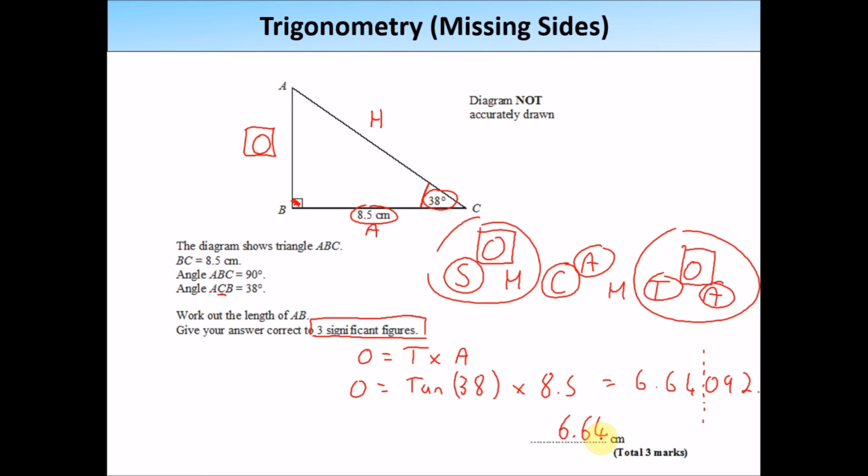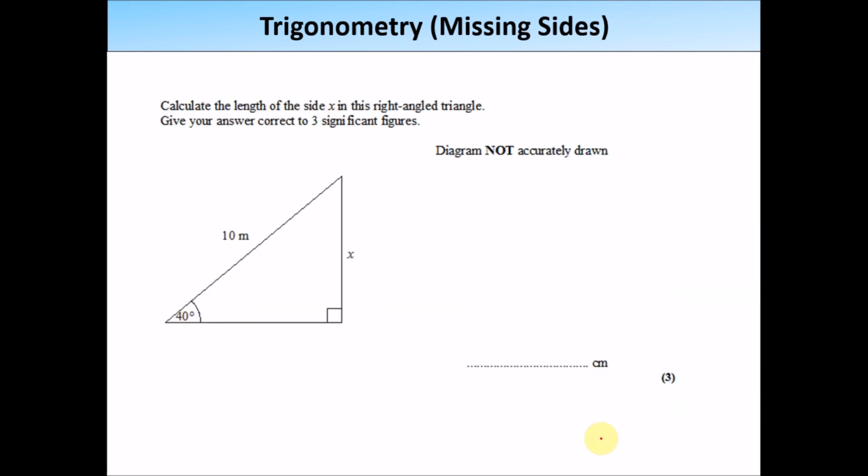Okay, I'm going to put another question on the board, but before I do, let's just talk through those key points. First thing you're going to do is label your triangle with your O, A and H. Then you're going to write out your SOHCAHTOA. Then you're going to put a box around whatever you're trying to find, circle whatever you already know, decide which of the formula you're going to use, and then put the numbers into that and see what you get. So, have a go. Pause the video and give this one a try, please.